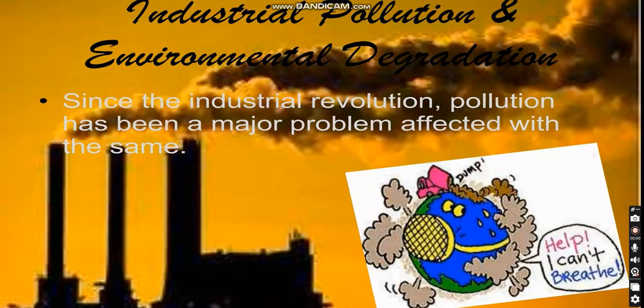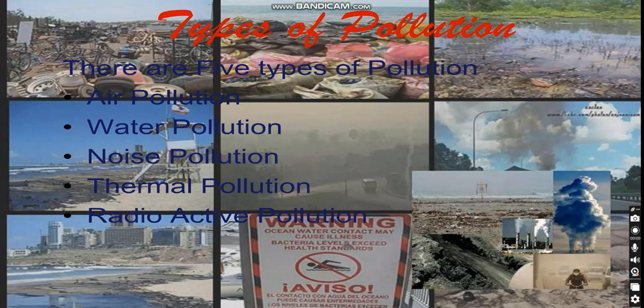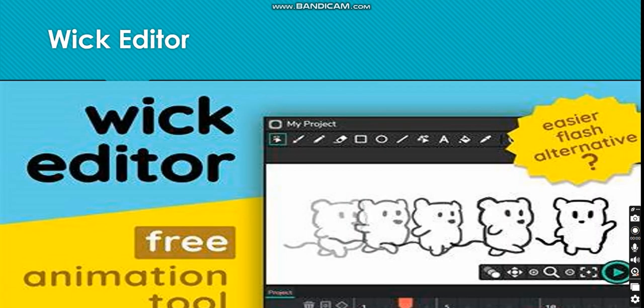Industrial pollution and environmental degradation. Since the Industrial Revolution, pollution has been a major problem. As you can see here, there's an image. Types of pollution: there are five types of pollution, which are air pollution, water pollution, noise pollution, thermal pollution, and radioactive pollution. You can see images all around for these five types.